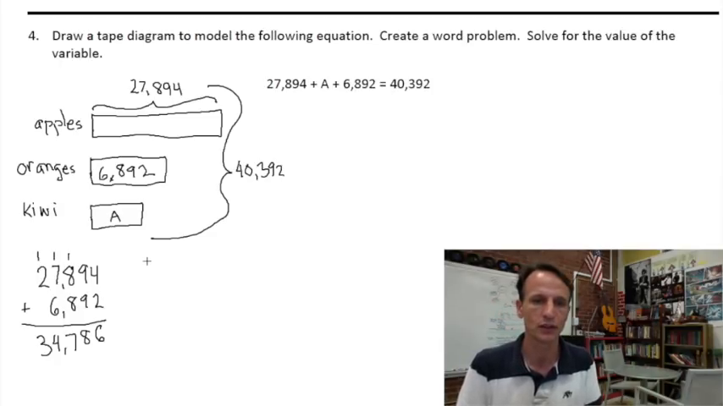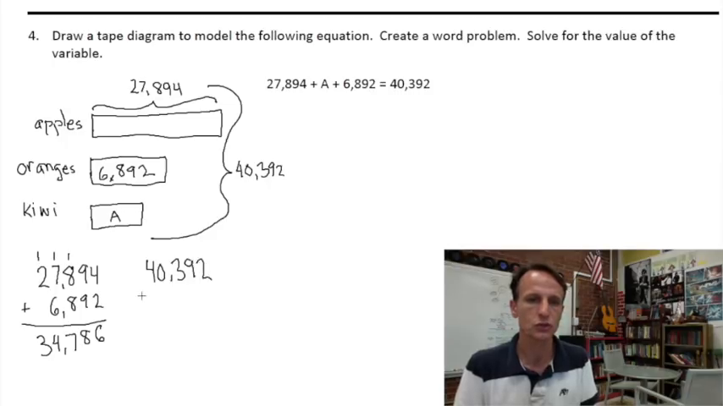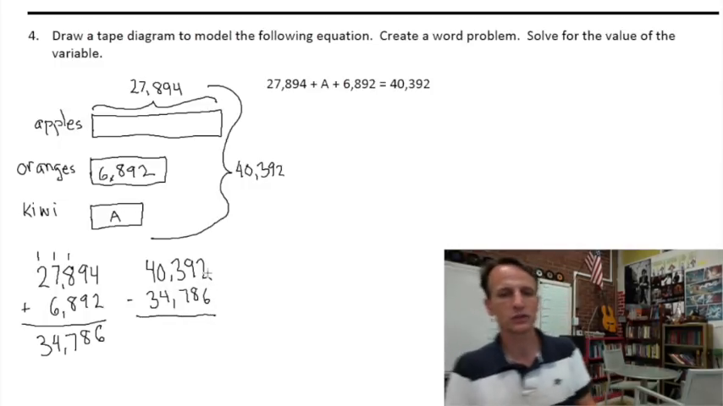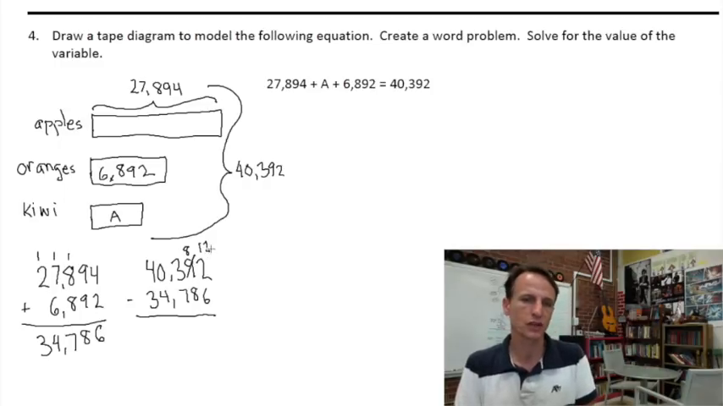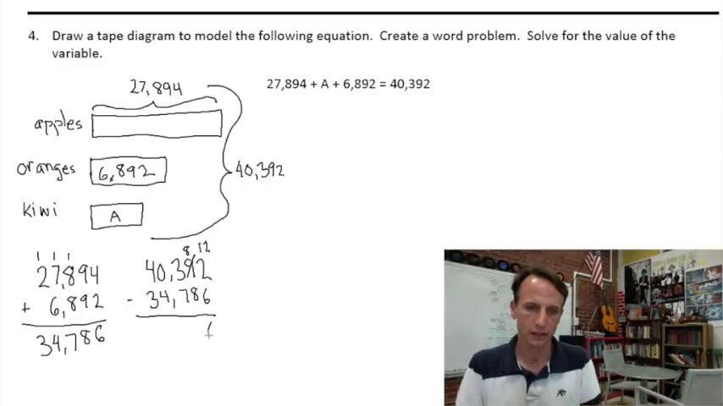So let's do that. The total number of fruit is 40,392. And we'll subtract from that apples and oranges, 34,786. And that will give us the number of kiwi. All right, so we do 2 minus 6. Oh, we got regrouping right at the beginning here. Okay, so we'll leave 8 of those 9 tens alone. Bring 1 over with the 2 ones already there. It's 12 ones minus 6 ones is 6.